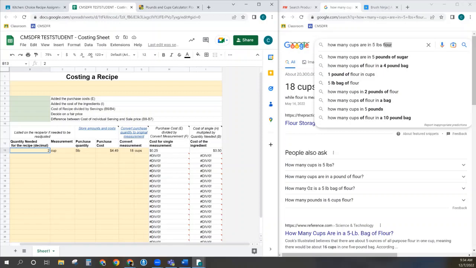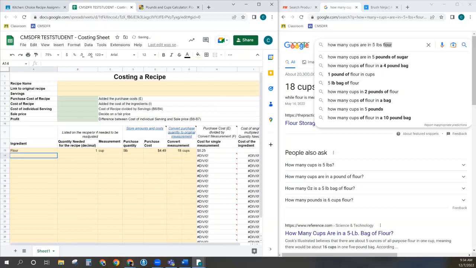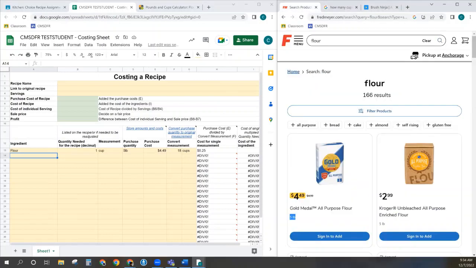All right. So you just go all the way through your recipe. Whatever it is that you have, you write your ingredient list off to the side, and then the amounts you're going to need, the measurement they're needed in for the recipe, and then you need to search online for buying it in whatever amount it comes in from the store. So again, in this case, it was 5 pounds for flour. Then what the cost is for it online, and then you're going to need to find out how much of what you're measuring it in goes into the amount that it's being sold in.